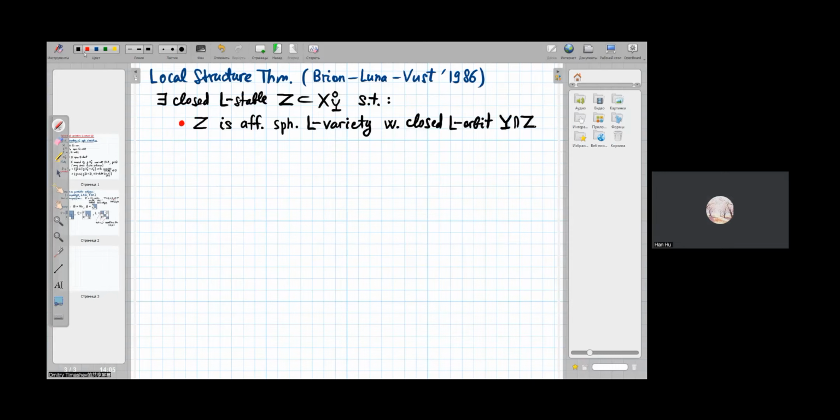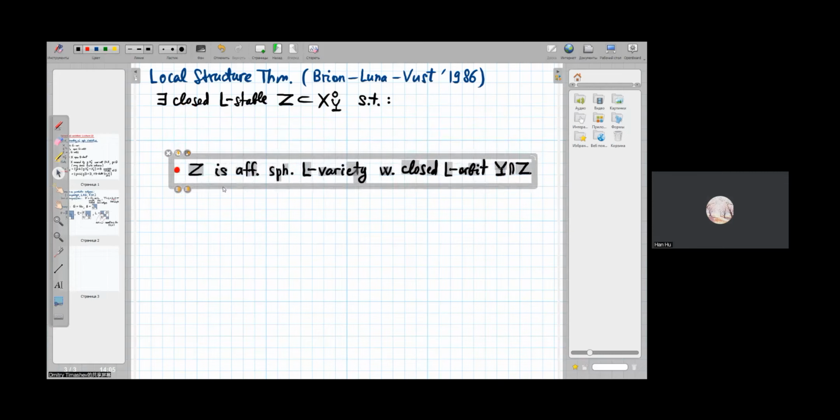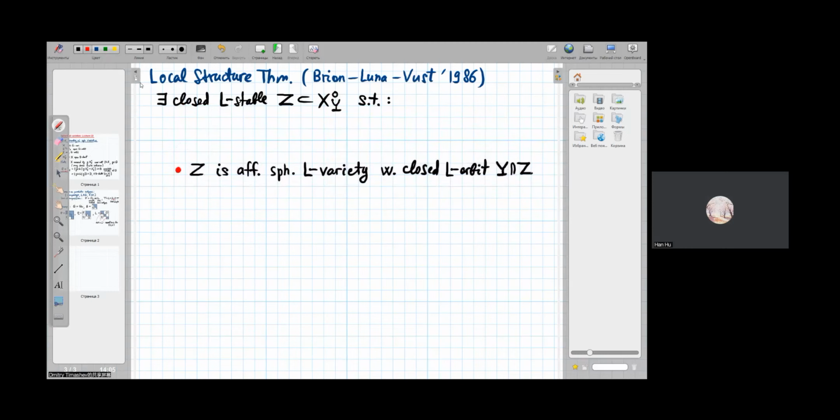So this is the second statement. Yeah, I'm sorry, I will shift it to some next line. Is this Z unique? No, it is not unique. Well, it is essentially unique. I mean, it is unique up to an isomorphism, but it is not unique literally.